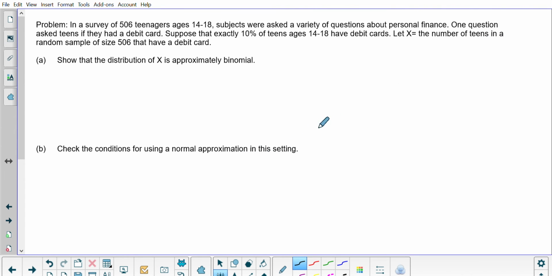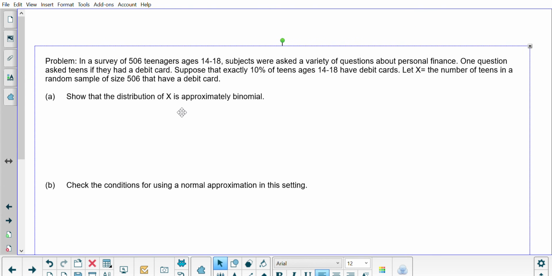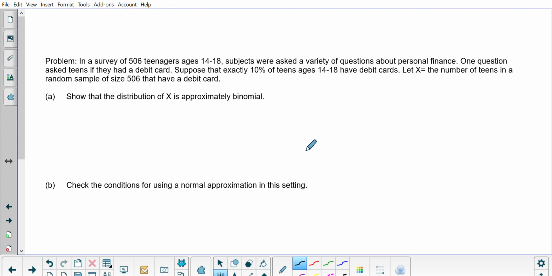So here is your problem, okay? I just want to move it down so I can see it. Problem: in a survey of 506 teenagers, ages 14 to 19, subjects were asked a variety of questions about personal finance. One question asked teens if they had a debit card. Suppose that exactly 10% of teens ages 14 to 18 have debit cards. Let X equal the number of teens in the random sample of size 506 that have a debit card. Show the distribution of X is approximately normal.